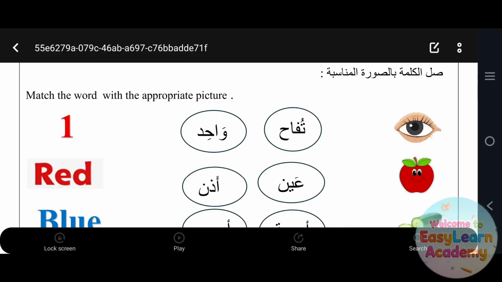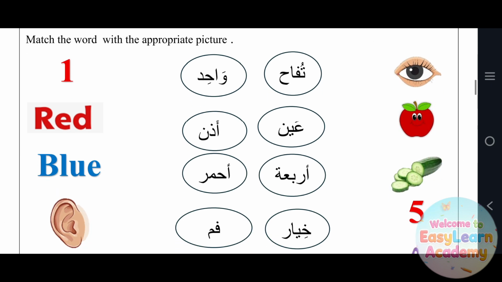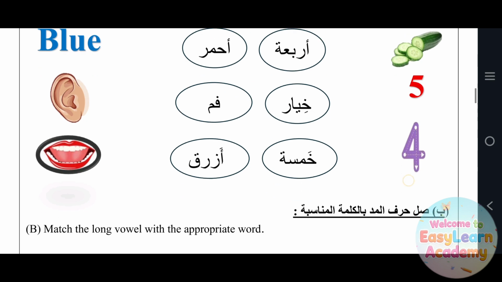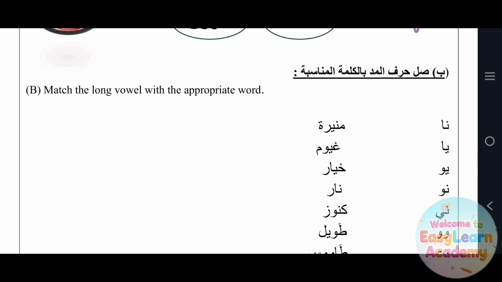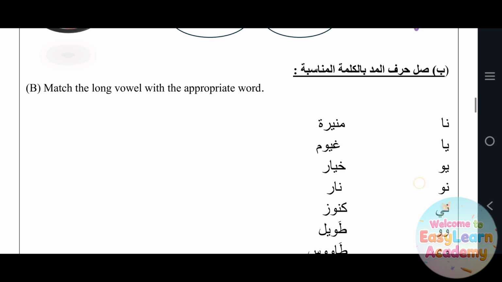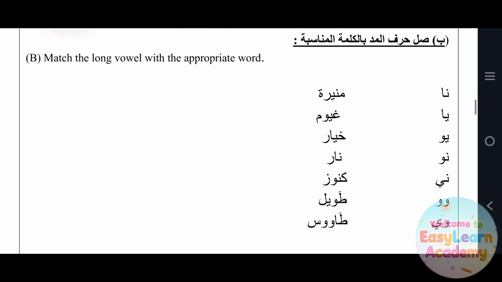In the previous video, the revision sheet of grade 1, we have completed match the word with the appropriate picture in part 1. So today we are going to continue in part 2, match the long vowel with the appropriate word. The long vowels are given and some words are given. First, I will read the long vowels.